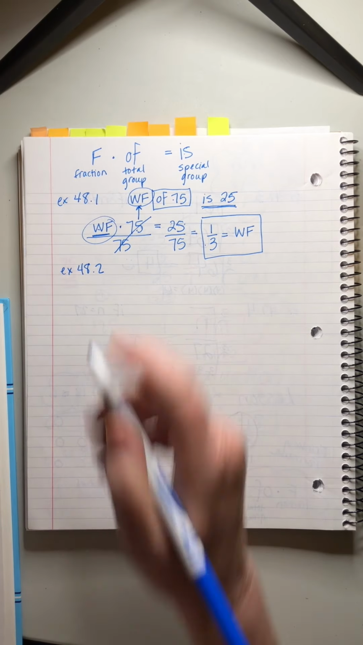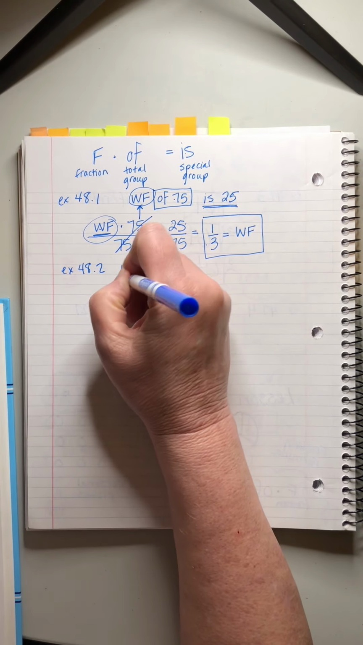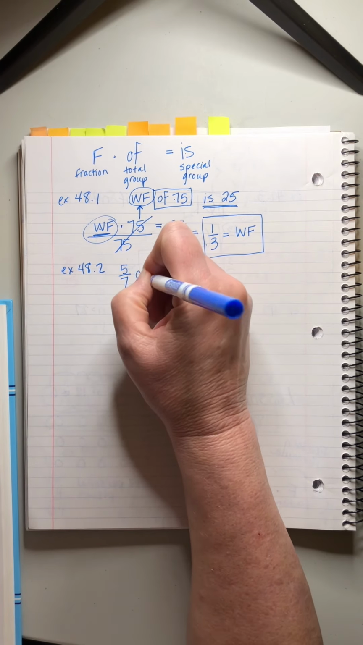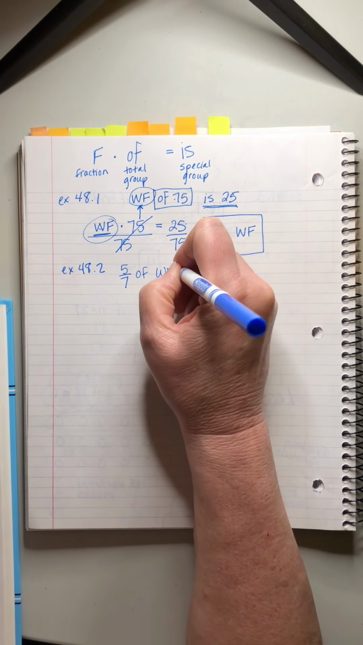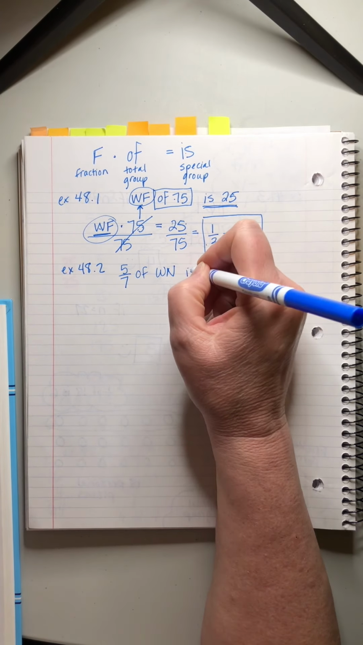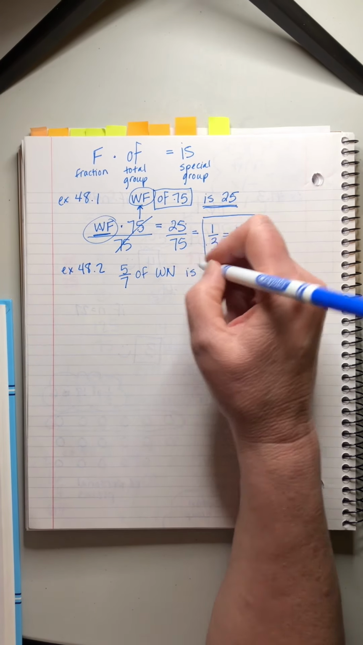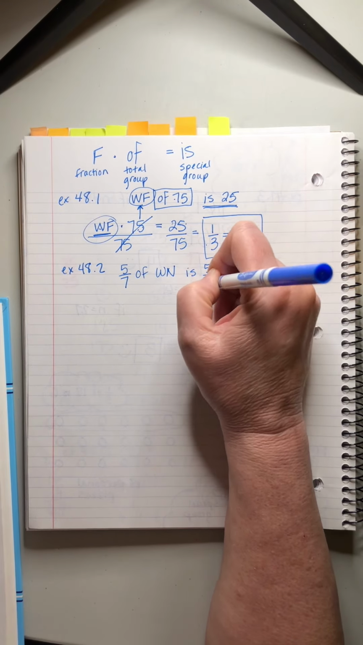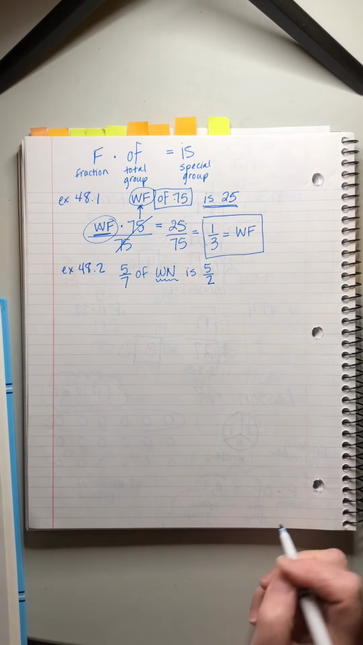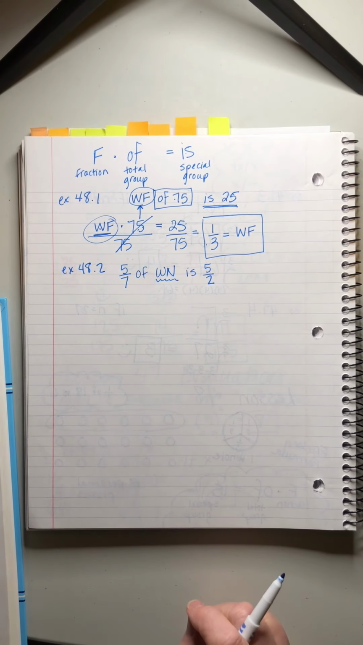This time he says 5/7 of what number is 5/2. Okay? One thing I want to say is that it's okay to have 2 letters for a variable. We can do it however we want. We just pretend it's 1. It's just a little package of 2 letters. But we treat it just like it's a single one. Don't let that freak you out.